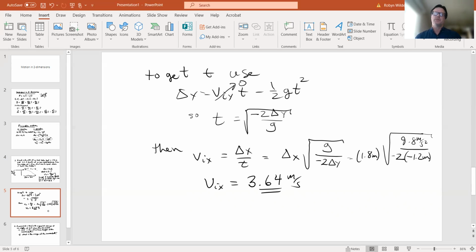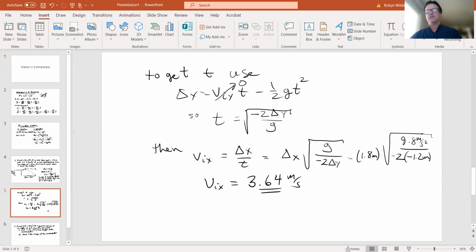Another thing I could ask is, would the speed be faster if I change some of the variables? What if the delta x that I measured were bigger? So it went further horizontally. Yeah, it should be a bigger speed. VIX should be larger, and that's what happens in my formula. What if delta y is bigger? So it's starting from a higher place. Well, then it's going to fall further. The time is going to be bigger. The initial speed will be bigger as well.